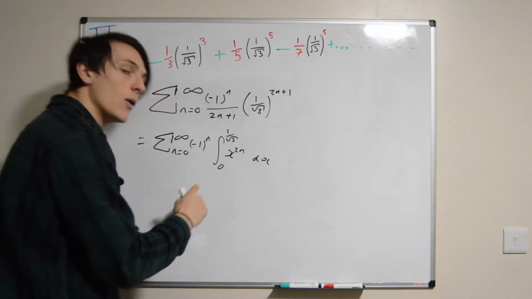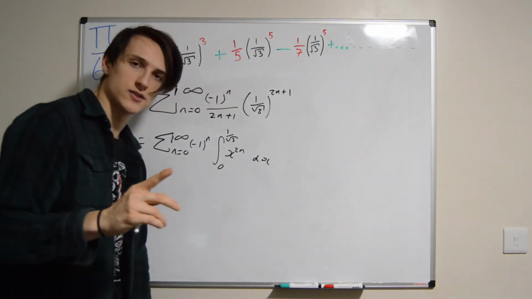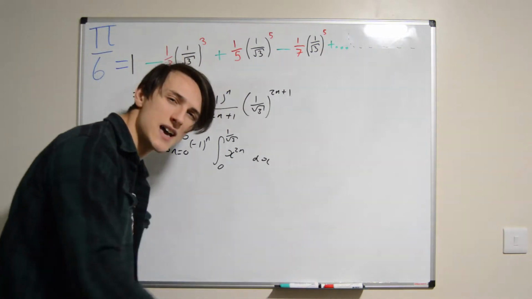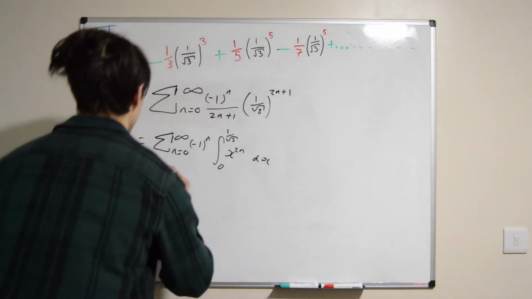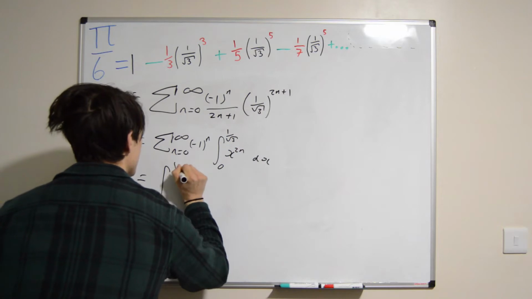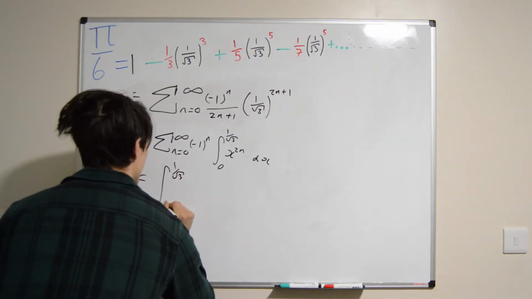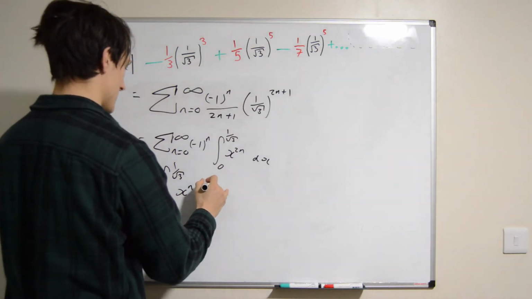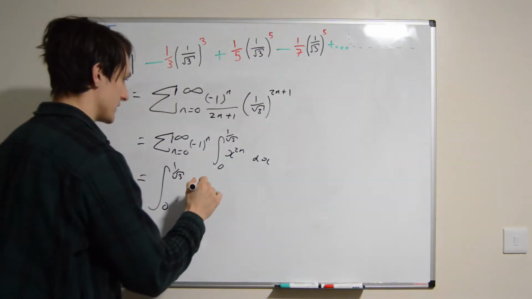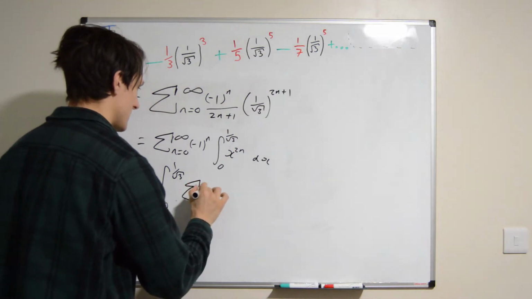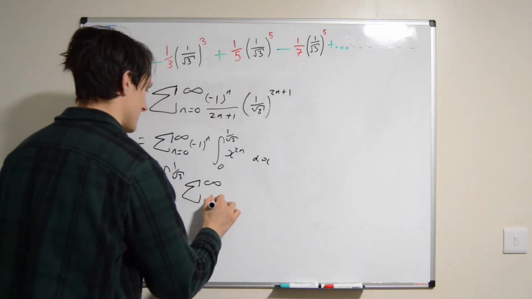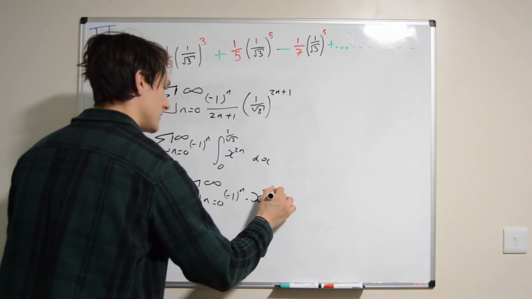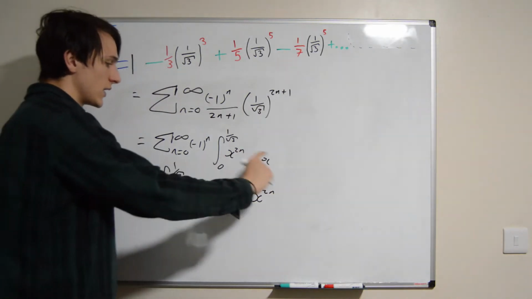Perfect. So now, we know what we can do with integrals: we can bring the integral sign out. If you don't believe that, just write out a few of these terms and you'll see for yourself, we can definitely bring the integral sign out. So we bring the integral out to the front, and we switch places. So it's minus 1 to the n times x to the 2n. If you don't believe that, just write out a few terms.